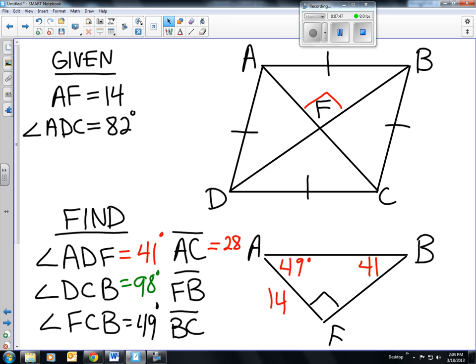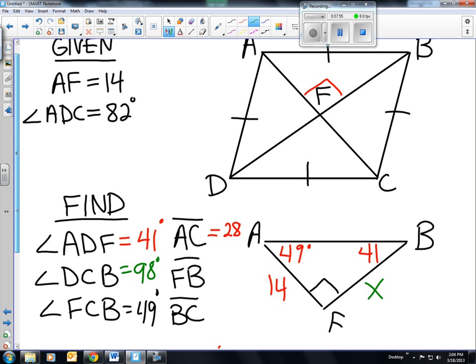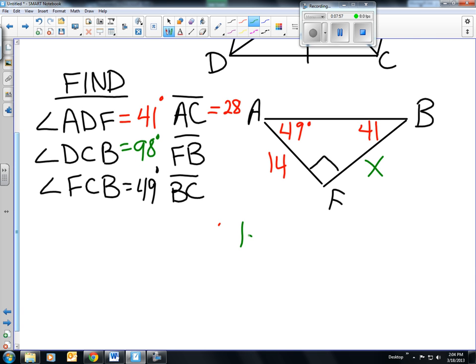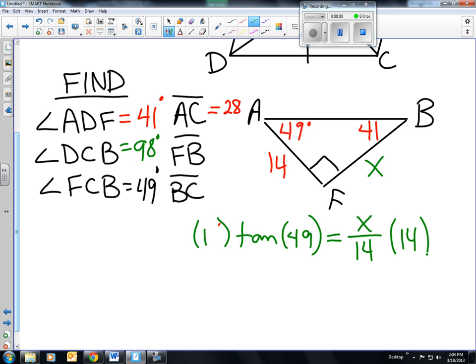And then FB, this is where our trig ratio is going to come in. Let's go ahead and call this X. You could use tangent here because you're dealing with two legs of the triangle. And you would say either tangent 49 or tangent 41. I'm going to go ahead and use tangent 49 is equal to the opposite leg, X, over 14. Multiply by 14 on both sides, and you'll get X equals 16.1 for FB. So FB, 16.1.